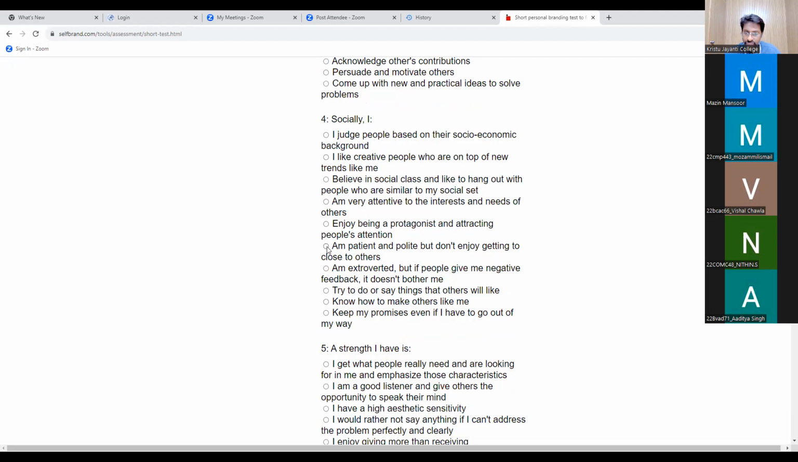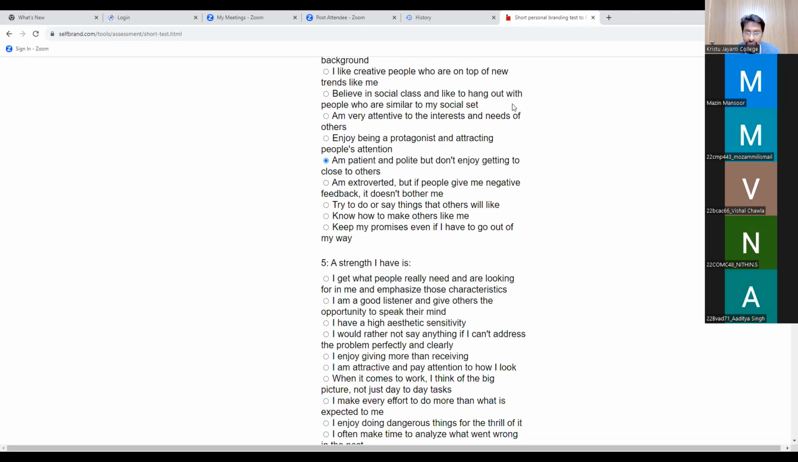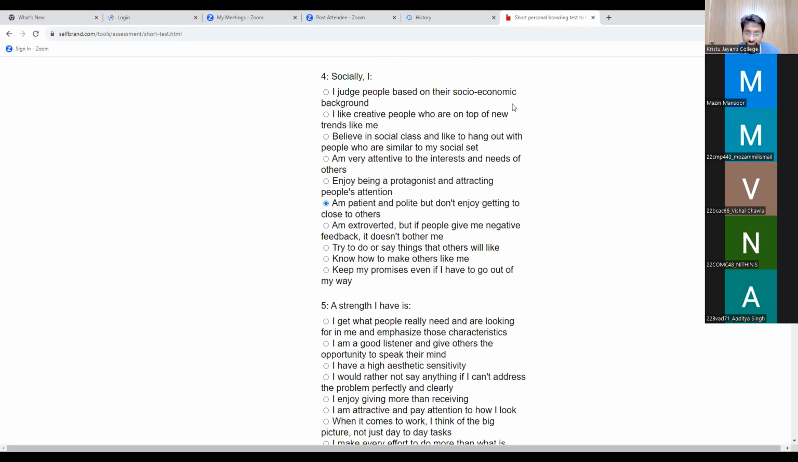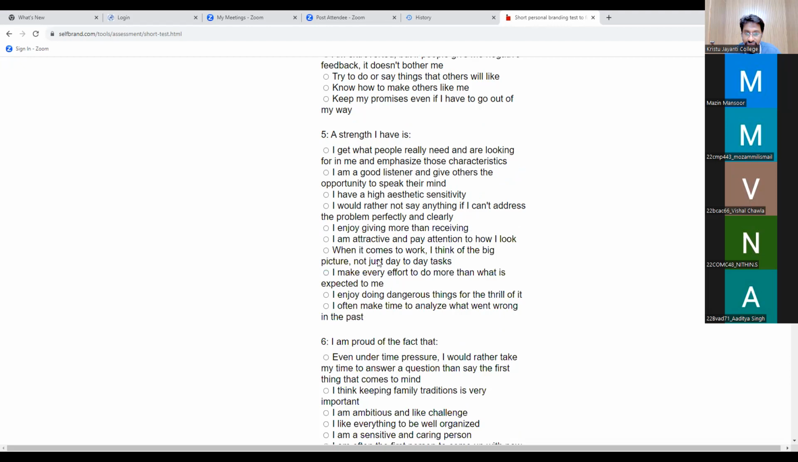I'm a kind of person who is patient and polite, but doesn't enjoy getting too close to everyone. I'm close with very, very limited people. I have my own ways of choosing people, so I don't quickly get involved with people. That is one of my social behaviors, which I feel is a strength I have.